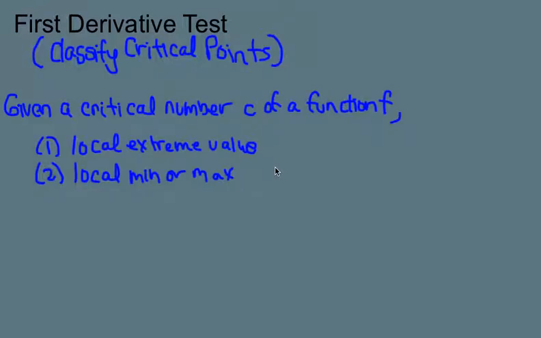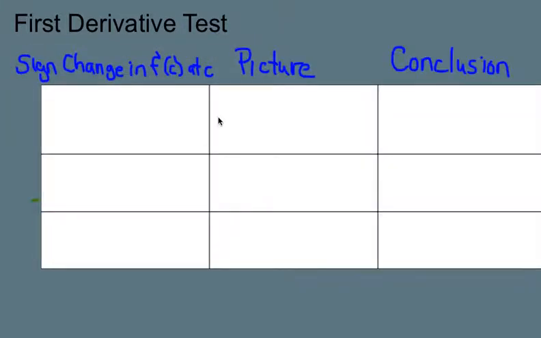Okay, so we're going to look at the first derivative test today. The first derivative test is going to tell us how to classify critical points. So once we've found our critical points, we're going to be able to tell if a critical point is a local extreme, and then more specifically if it's a local min or a local max. My plan today is to go through what the first derivative test is going to tell you, and then in the next video I'll do some examples.